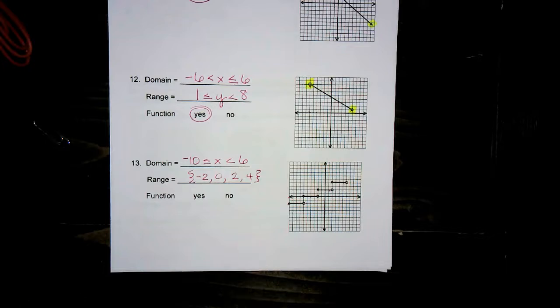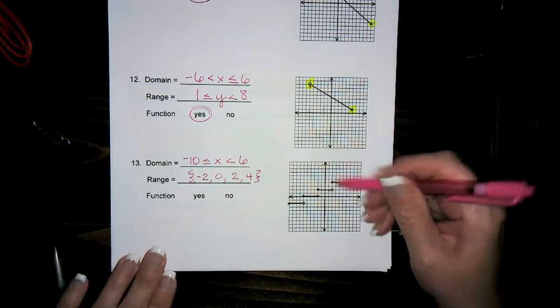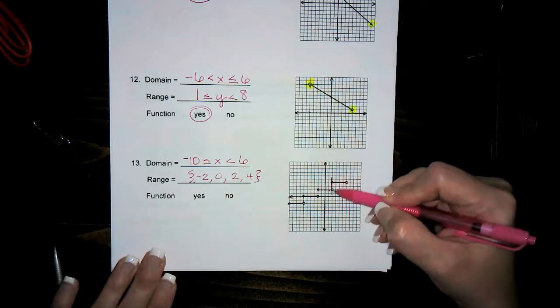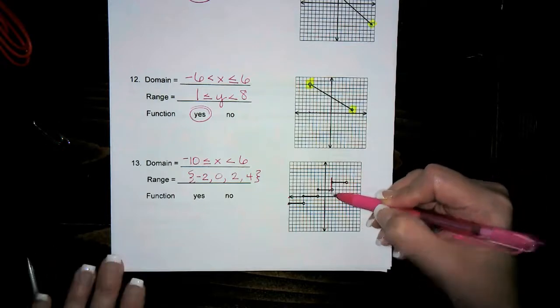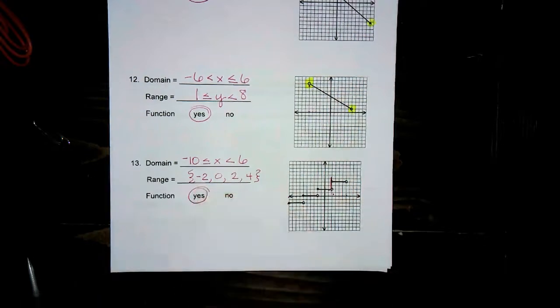Is it a function? Yes, it actually is, because look, even when you think you might draw a vertical line, and I'm going to draw one, see how it passes through the closed circle, but then you have an open circle. So it still only touches it one time, so it's a yes.